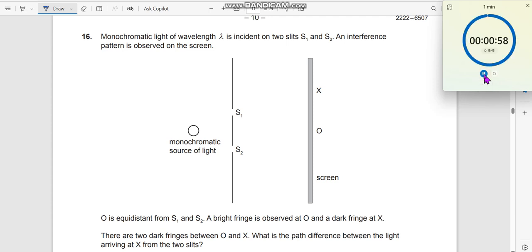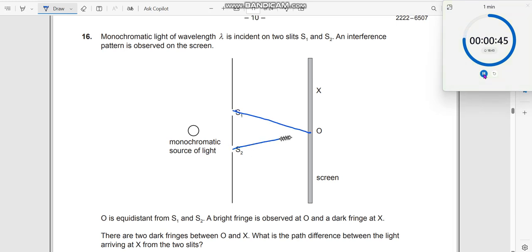Question number 16. Monochromatic light of wavelength lambda is incident on two slits S1 and S2. An interference pattern is observed. Why do we get an interference pattern? See, one ray of light from here arrives at this point. The other ray of light from here will arrive at this point.